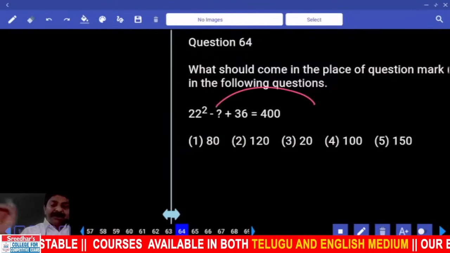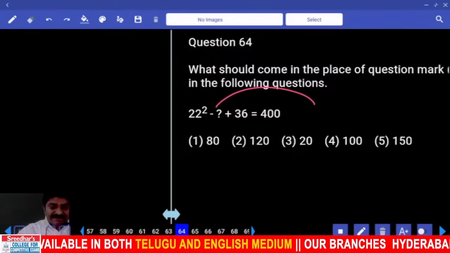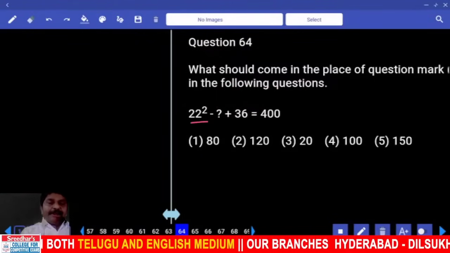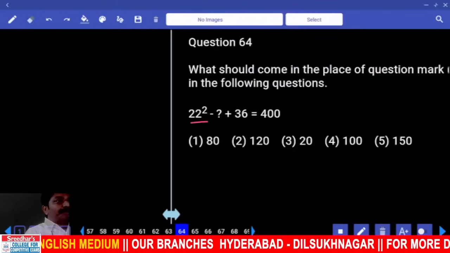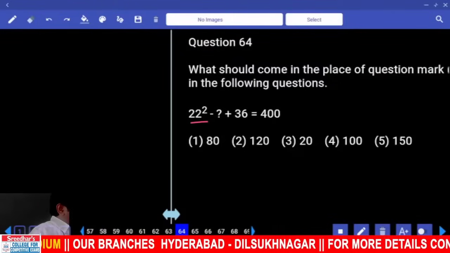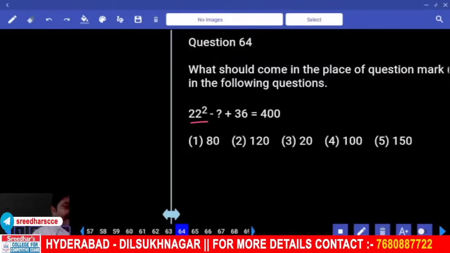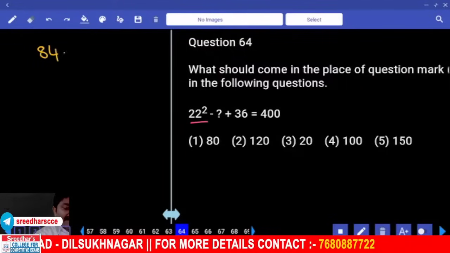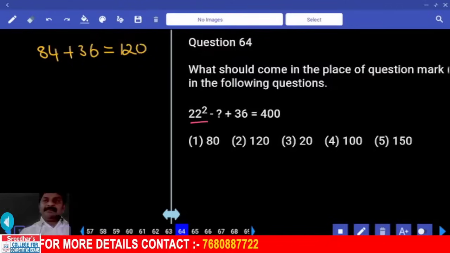Minus x, take that to right hand side. Right hand side 400 comes to left hand side. Are you okay? 22 square. Remember, right hand side 400 comes to left hand side and becomes minus 400, right? So from 484, can we subtract 400 and write 84 now? And what is other number? Answer 120.